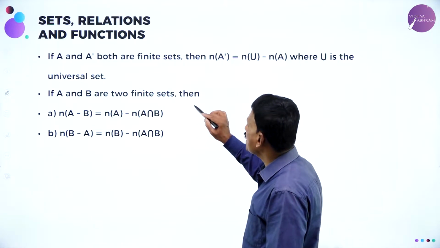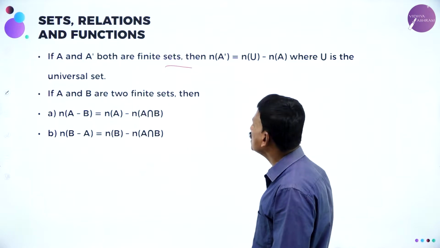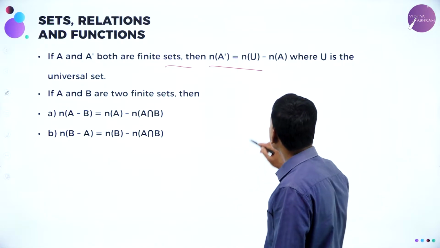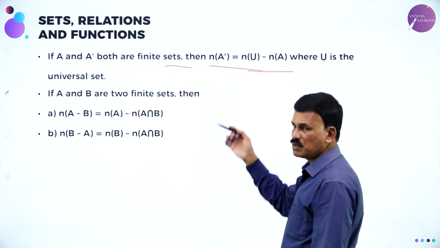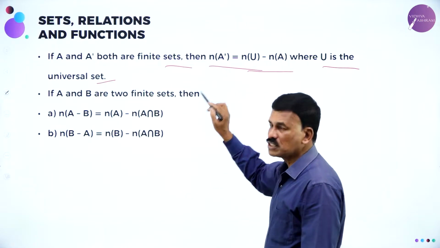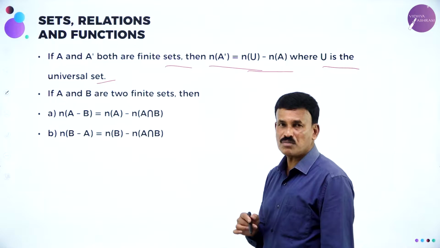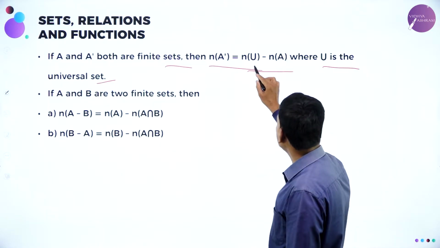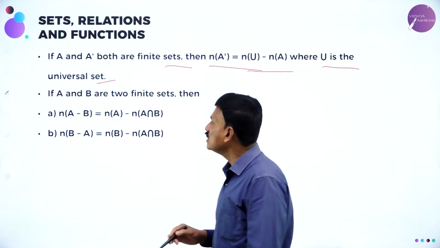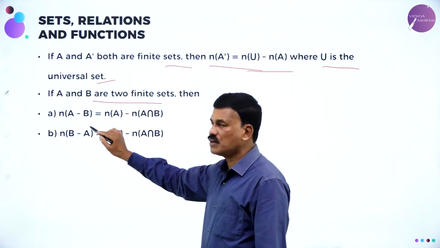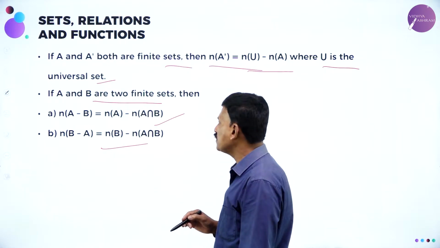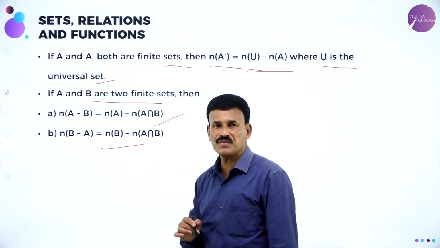Now suppose A and A dash are both finite sets, where A dash is the complement of A. Then N of A dash, the number of elements in A dash, is equal to N of U minus N of A, where U is the universal set, N of U is the number of elements in the universal set, and N of A is the number of elements in the finite set A. If A and B are two finite sets, then N of A minus B is equal to N of A minus N of A intersection B. Similarly, the number of elements in B minus A is equal to N of B minus N of A intersection B.